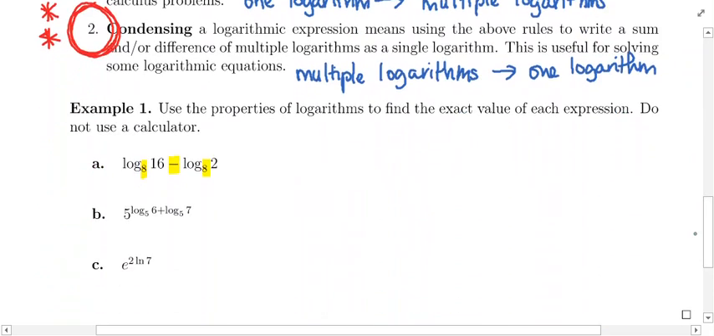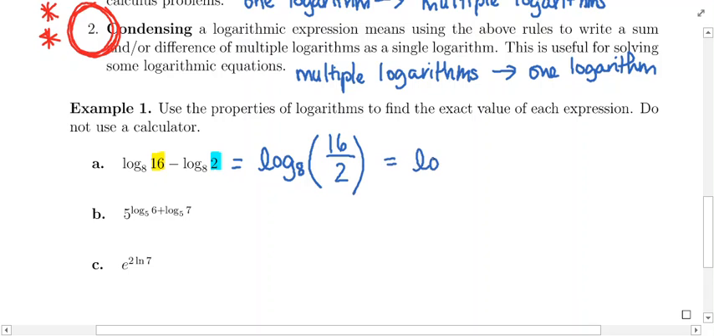This is going to become the logarithm base 8. You have to keep the same base, or it's not correct. So subtraction turns into division. This is going to be log base 8 of the first thing, 16, divided by the second thing, which is 2. So you've turned it into one logarithm. This is going to be log base 8 of 8.